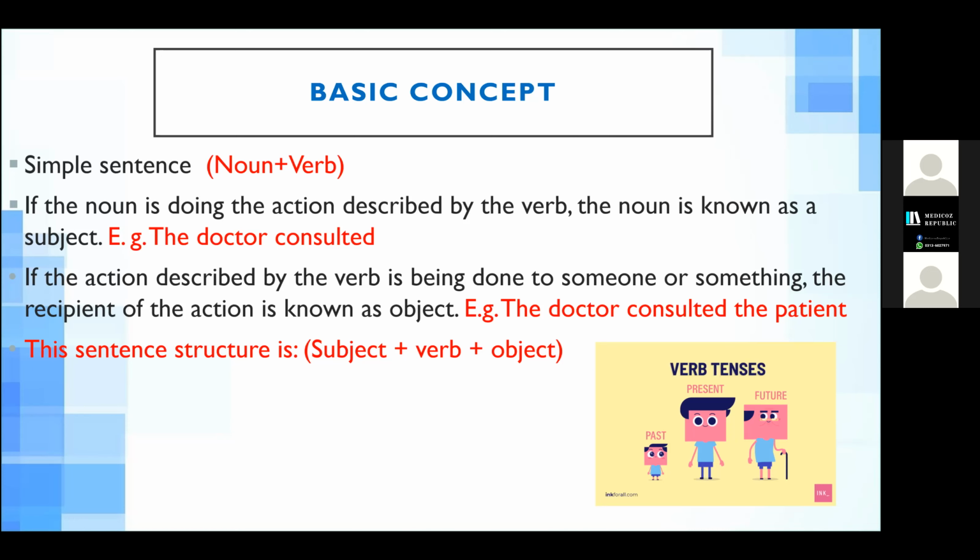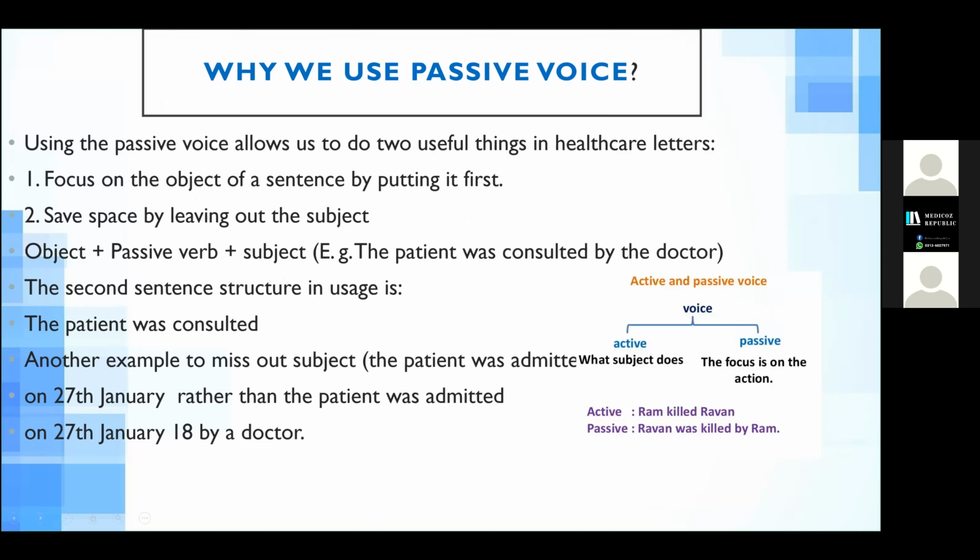It was just a review of the basic concept. The main thing is the passive voice. How do we use the passive voice? How will we change it? Next up is why we use the passive voice. Using the passive voice helps us in writing a letter. Firstly, it focuses on the object of a sentence by putting it first, and secondly, it saves space by leaving out the subject, that is, the noun actually doing the action.